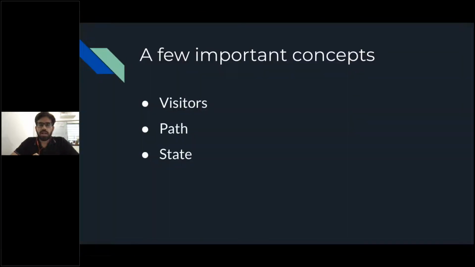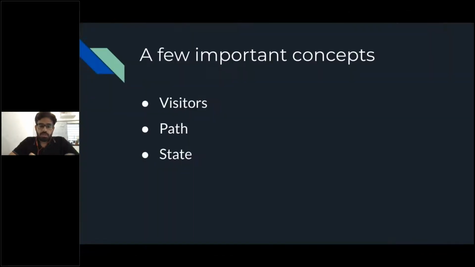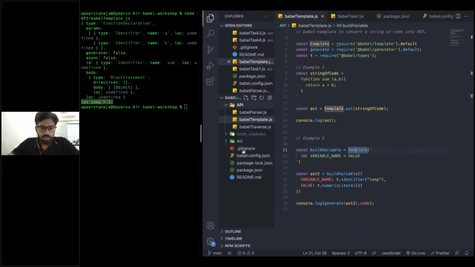Once you visit a particular type, let's say if you visit a function declaration, you can access all the properties. All these nodes are linked to each other with the property called paths. So we'll be seeing what exactly path is, and we'll get a good idea about it. And state is something which you pass in the babel.config.js file, which we have here.